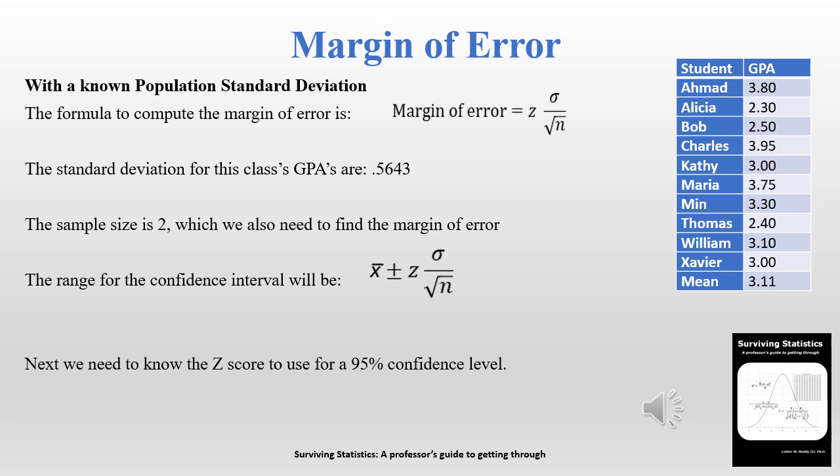We actually compute the margin of error 2 different ways based on whether or not we know or have available to us the population standard deviation. In this case, we're going to assume we do, and so we're going to compute the formula the first time, assuming that we know the population standard deviation. So in this case, the margin of error formula is the z-score associated with the level of confidence. We want to use 95%. We'll come up with the z-score here in just a second.